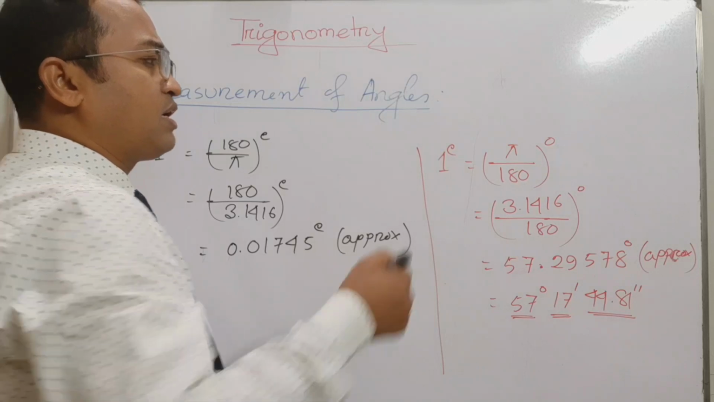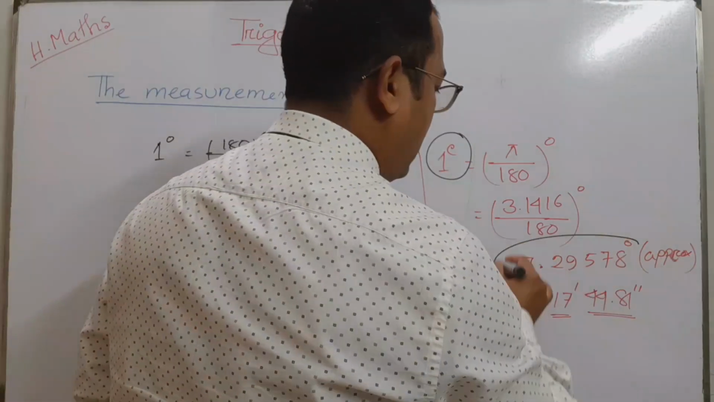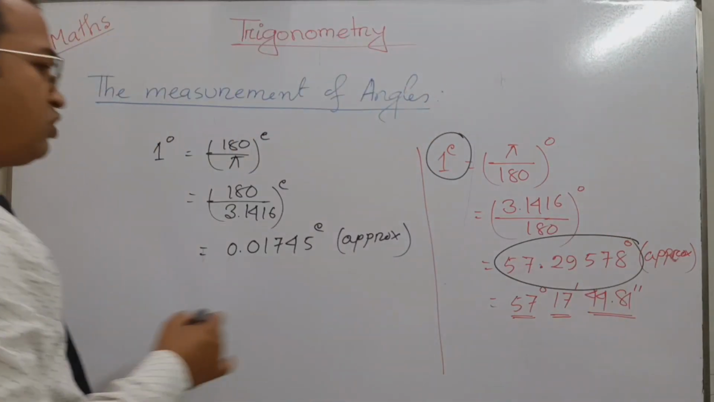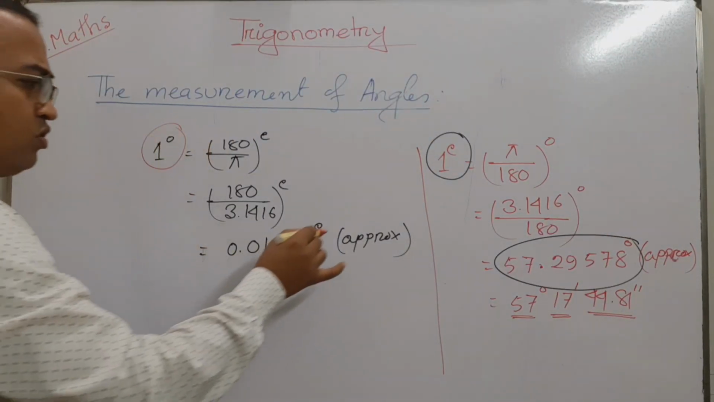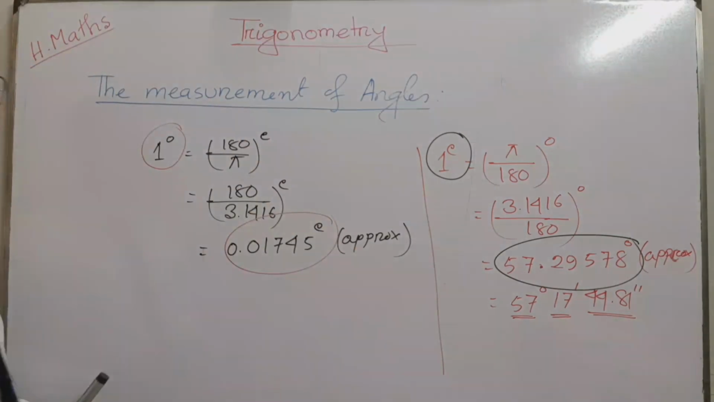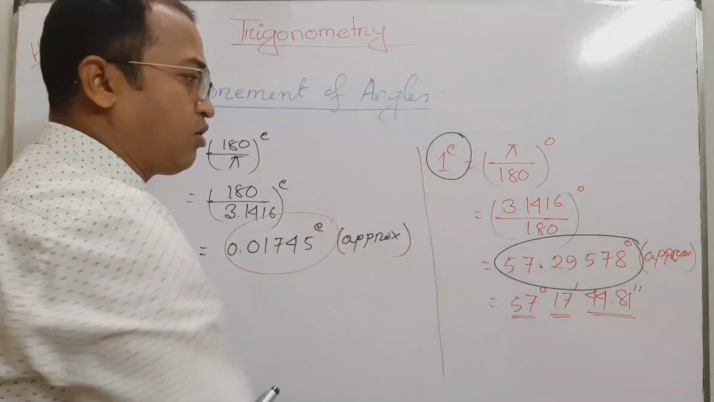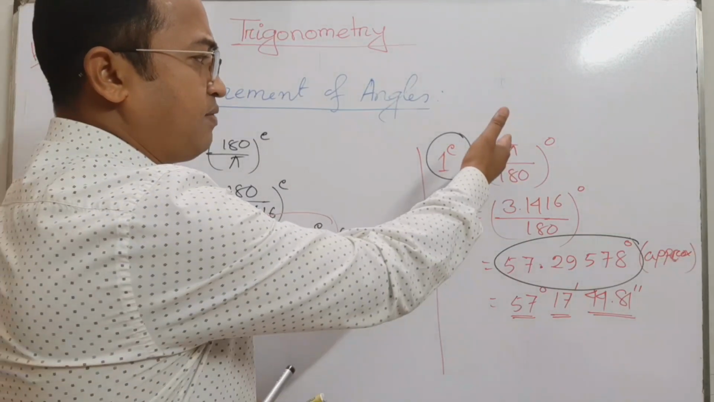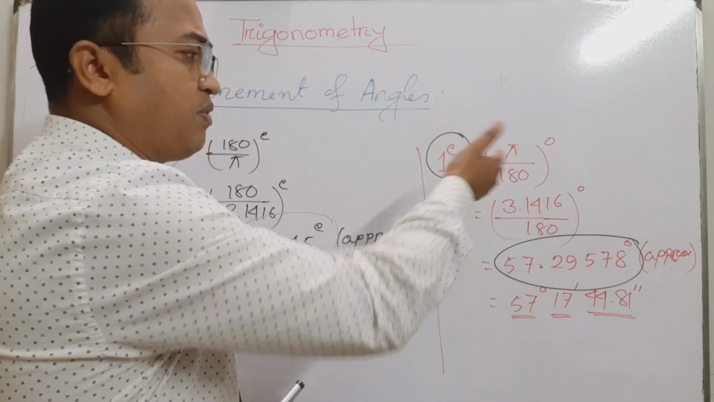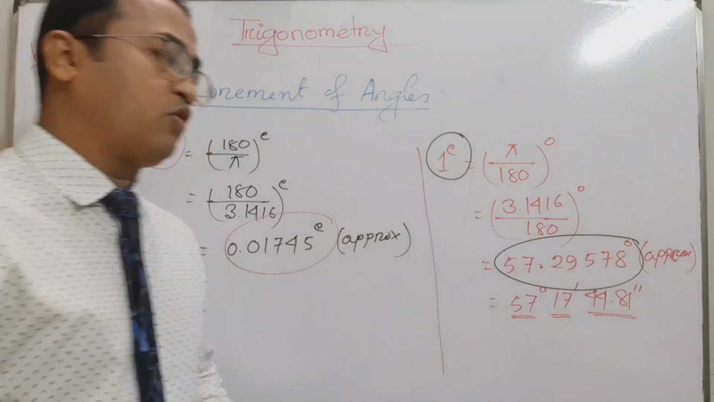1 radian is equal to how many degrees? And also you will get a question, 1 degree is equal to how many radians? So you should keep it in your mind: 1 degree is equal to how many radians and 1 radian equals how many degrees. You can find it out like this: pi by 180. If you divide the value of pi by 180, you will get the required result.